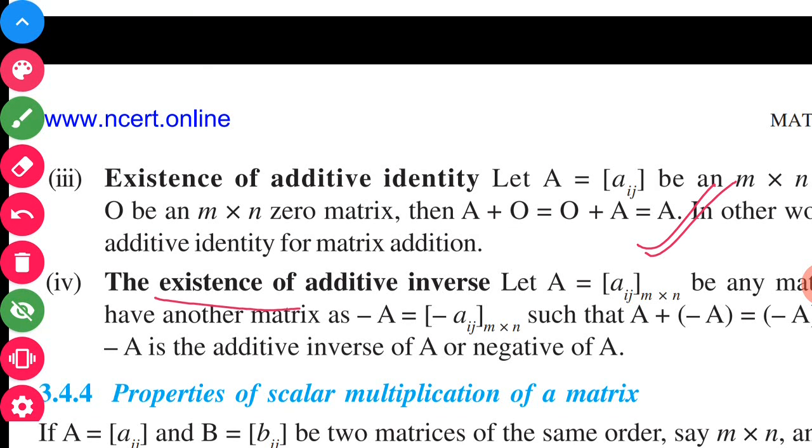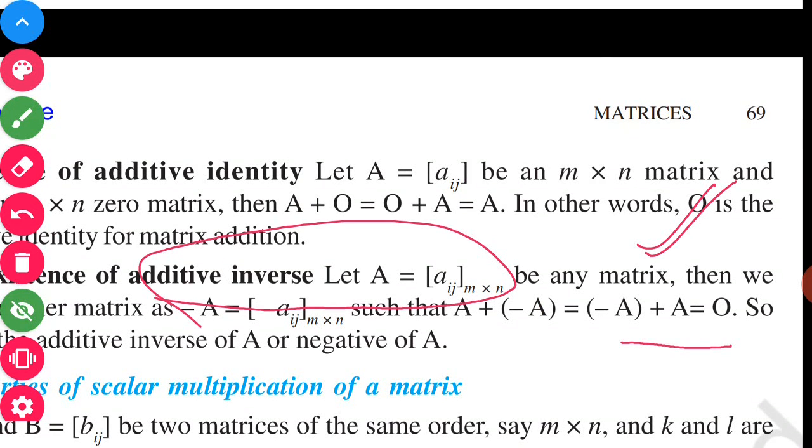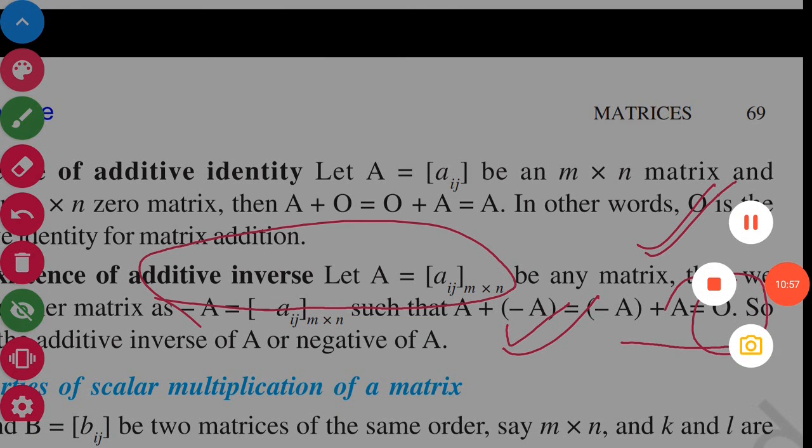Now the existence of the additive inverse means you have to find a matrix which, when you add it with the given matrix A, the result will be a 0 matrix. So we shall say minus A is the additive inverse of the given matrix. I think up to this everything is clear.